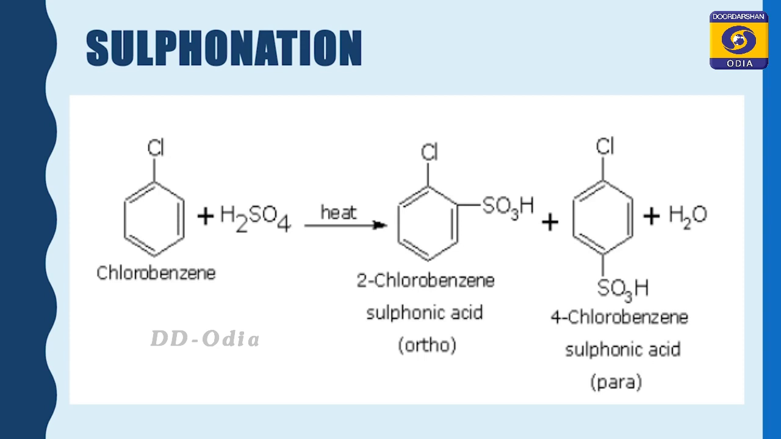And as in the case of the other reactions, this SO3H plus joins at the ortho and para positions with respect to the chlorine atom, and in this case the products are 2-chlorobenzene sulfonic acid and 4-chlorobenzene sulfonic acid. Like the other two reactions, in this case also the 4-chlorobenzene sulfonic acid is the major product.